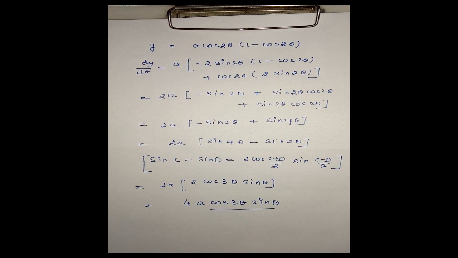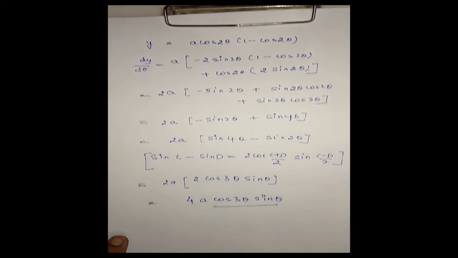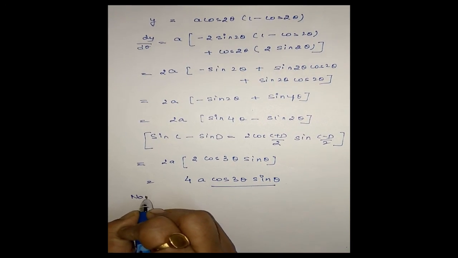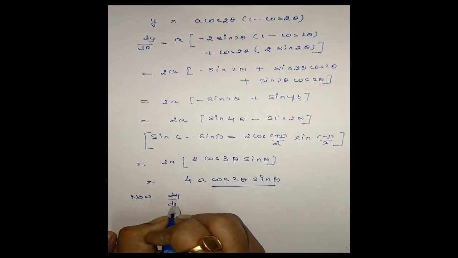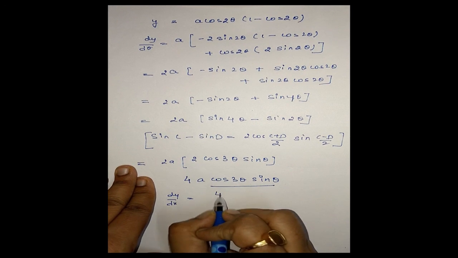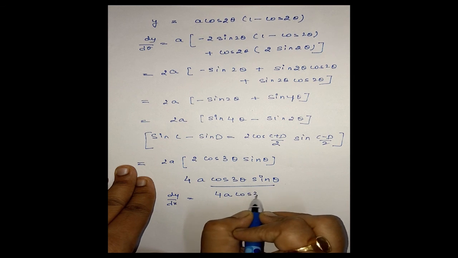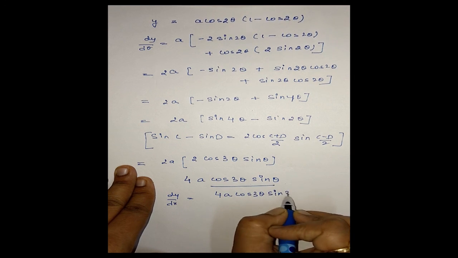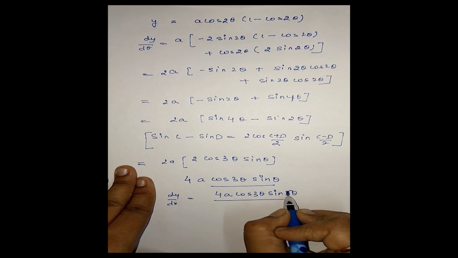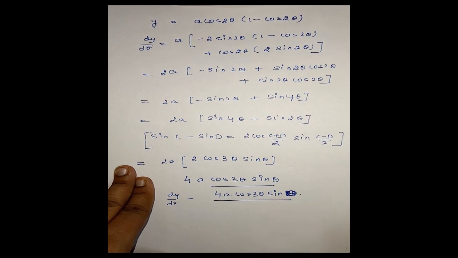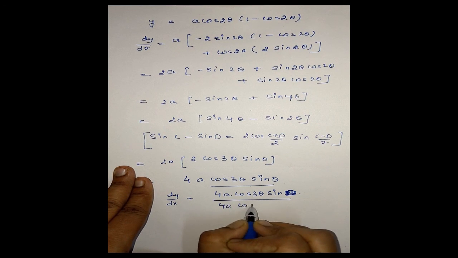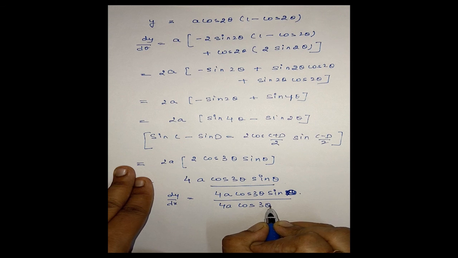Next we have to find dy by dx. Now dy by dx is equal to dy by d theta divided by dx by d theta, that is, 4a cos 3 theta sin theta divided by 4a cos 3 theta into cos theta.